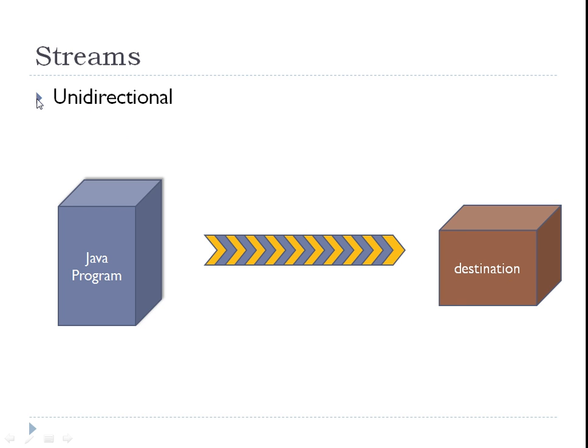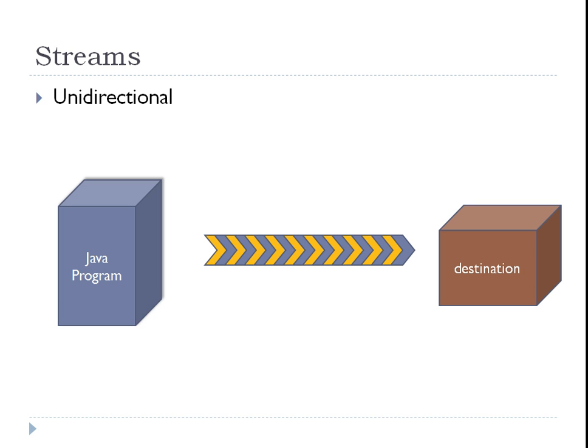One property of a stream is that it is unidirectional. If you want to send information from a program to a destination, we need a connection, and in this connection information can only flow from the program to the destination, but not in the reverse direction. It is the same as using a pipe to transfer water from one tank to another tank. Water can flow only in one direction, so the same concept is used here.